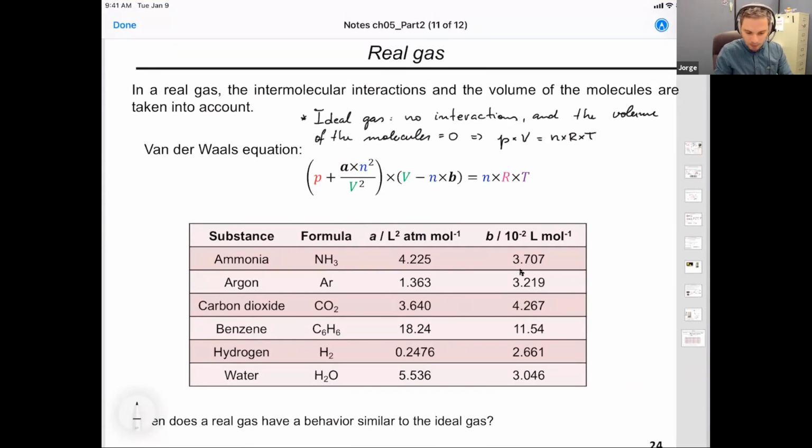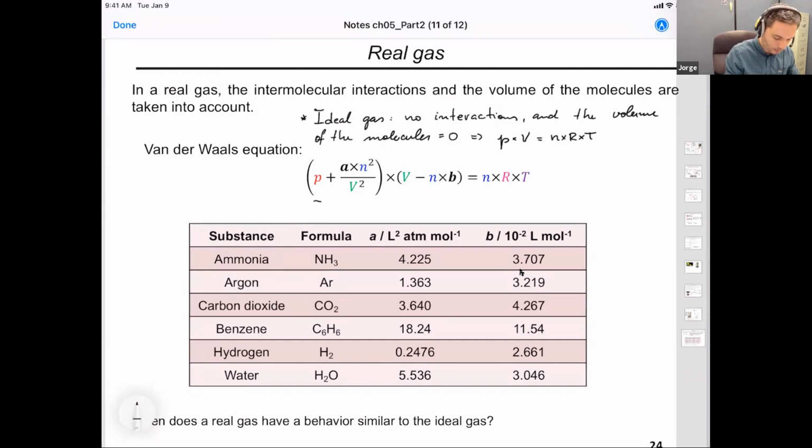However, most of the situations are going to be far from ideal, and then we have to use the real gas equation. And in the real gas equation, everything that was not considered for the ideal gas will now be considered. The equation that describes the real gas is called van der Waals equation, and I'm showing you here on the slide. As you can see, it's sort of similar to the ideal gas equation.